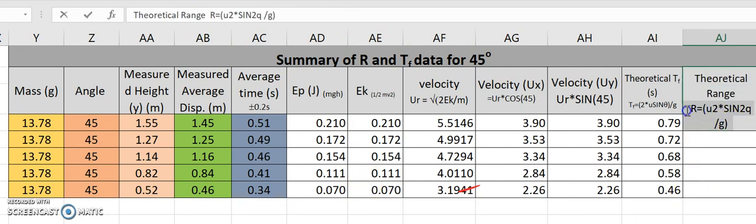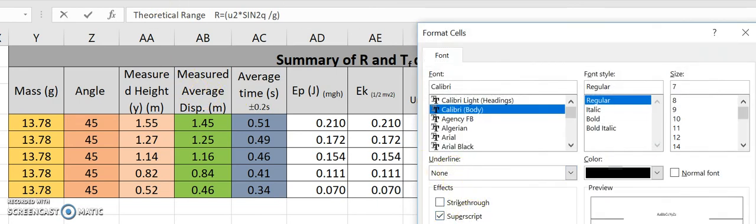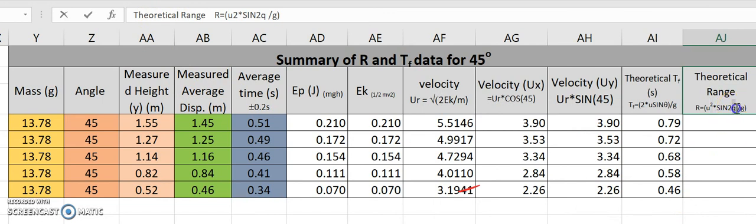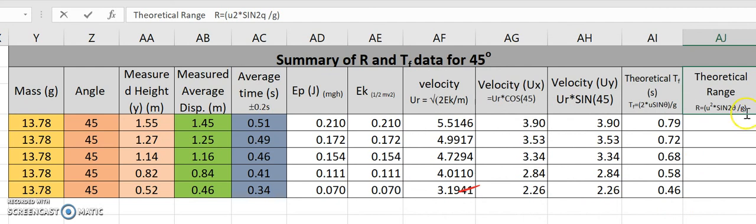So the range is equal to u squared, let me just make that a little bit bigger, u squared superscript times sine of 2, not q. It should be 2 theta. So I'm going to insert the symbol again. You'll probably need to go through the symbols palette and find where the symbols are. 2 theta divided by g.